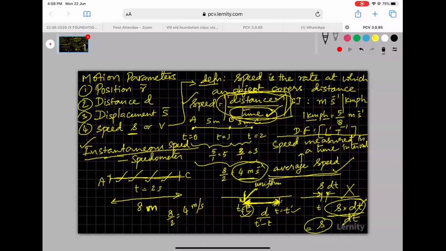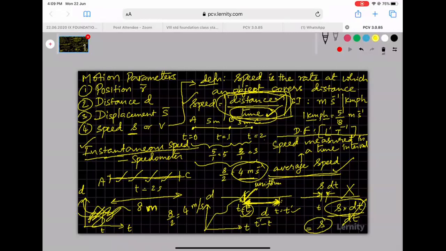What Newton suggested is that you draw a graph between distance traveled versus time taken. You draw a distance versus time graph for an object. The distance versus time graph would never decrease. If anyone has picked that up, that's very good. It will always increase or remain constant.